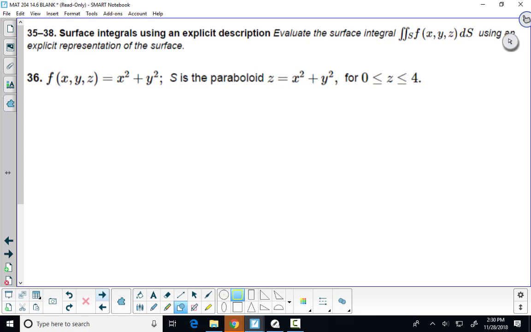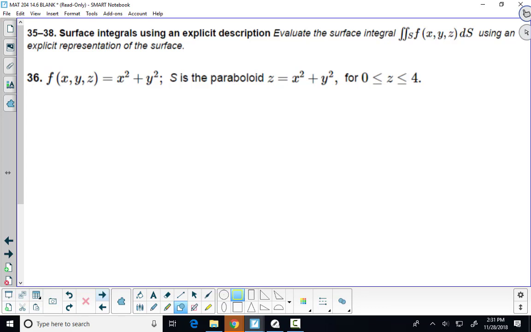Will we always be told this f of x, y, z, or is that just kind of... Yeah, the function will always be provided. You can't go backwards. We'll be given the function. And the function really doesn't matter so much. It's the surface that's the hard part, because once you parameterize the surface, you turn your function into a function of whatever u's and v's.